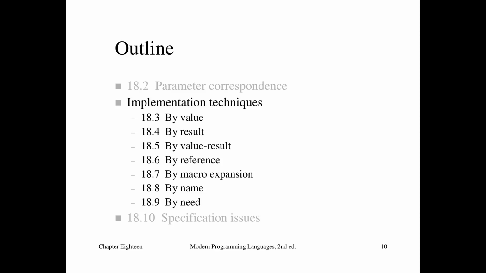Welcome back to Computer Science 305. This is a continuation of the talk on parameters. We've just finished the intro and the problems associated with parameters and parameter passing, and we got into parameter correspondence. Now we're going to be talking about implementation techniques for parameter passing.